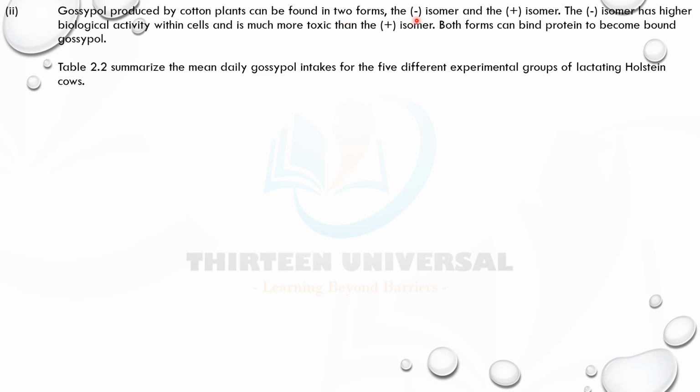Now, gospel produced by cotton plants can be found in two forms: the negative isomer and the positive isomer. The negative isomer has the higher biological activity within cells and is much more toxic than the positive isomer. Both forms can bind protein to become bound gospel. Table 2.2 summarizes the mean daily gospel intake for the 5 different experimental groups of lactating Holstein cows. Please make sure you remember what I'm saying here: the one that causes toxicity is the negative one. The one that doesn't cause toxicity is the positive isomer.